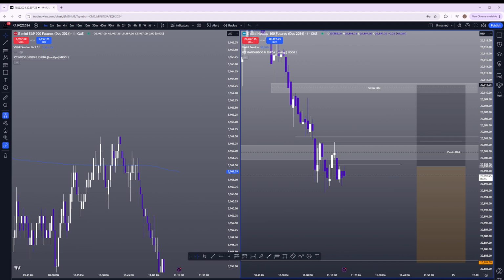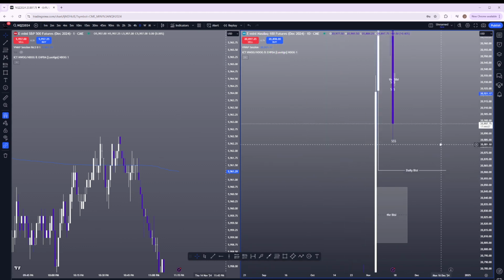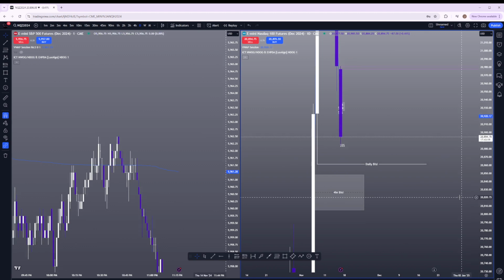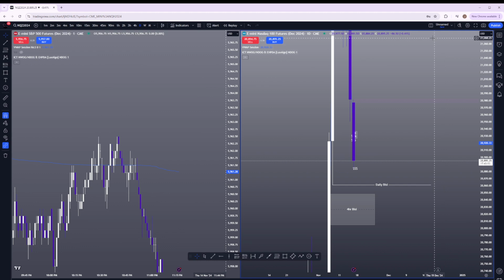Let's see. Do you think it goes to that daily fair value gap during the session though? I don't know, man. We have so much bearish momentum right now and everything is bearish that there's definitely a possibility that we make it down there. And then we do end up getting that London reversal. We might get a London reversal after tapping into the daily. We'll see if it really keeps selling off here.